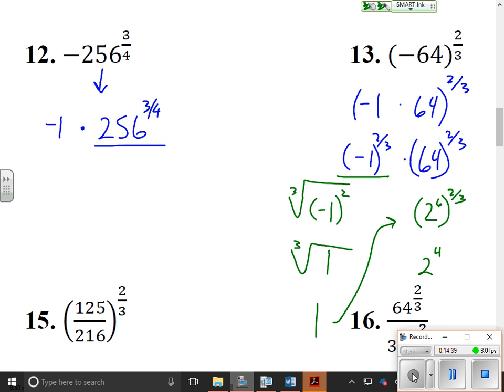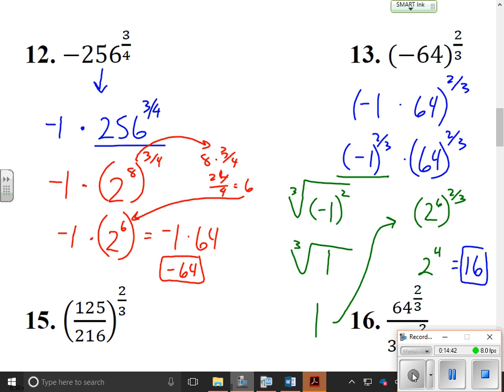Yes? Wouldn't it just be easier to put it... All right, let's go to the back. Okay, 15.